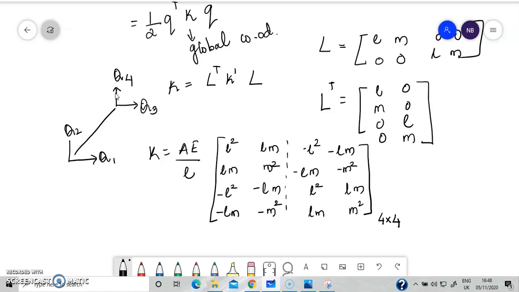Now if you take a look at this stiffness matrix, there's only 4 or actually 3 distinct terms. It's L square, LM and M square. So the matrix can be divided as plus, minus, minus, plus.